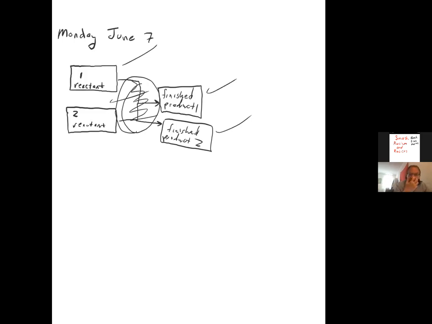Okay, so let's take a look at an example. The idea of limiting reactants is that one of these reactants is going to limit how much of the products you can get out. And we call that the limiting reactant. So let me show you an example, okay?